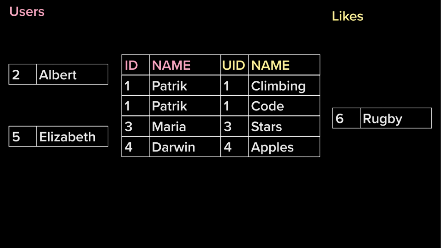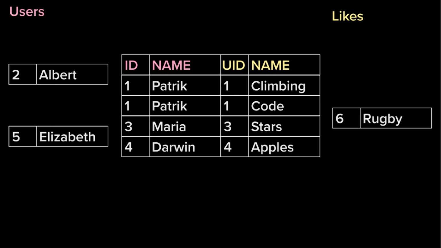But what if you want to keep them, like Albert, Elizabeth, and Rugby, even if there are no matches? One reason you would want to keep them is if you want to count how many things these users like. For example, Patrick likes climbing and coding, so that's two things. Maria likes stars, that's one thing. And Darwin likes apples, which is also one thing. And then Albert, technically, likes 0 things. And Elizabeth also likes 0 things.